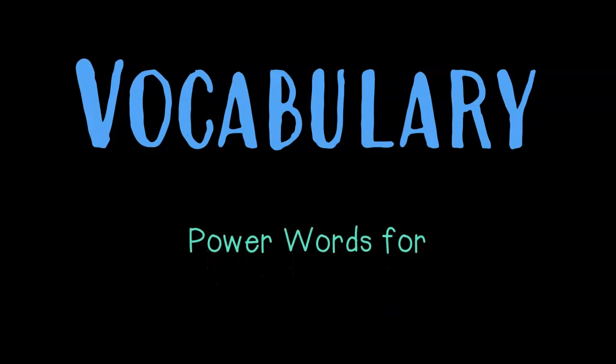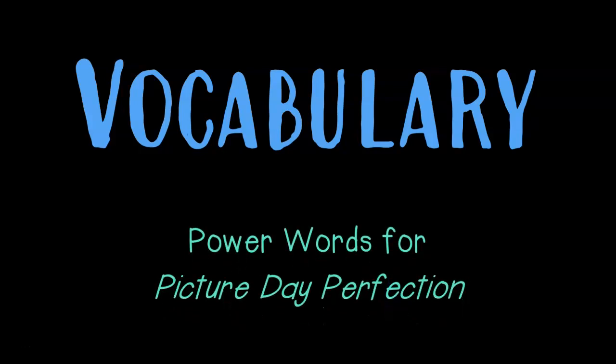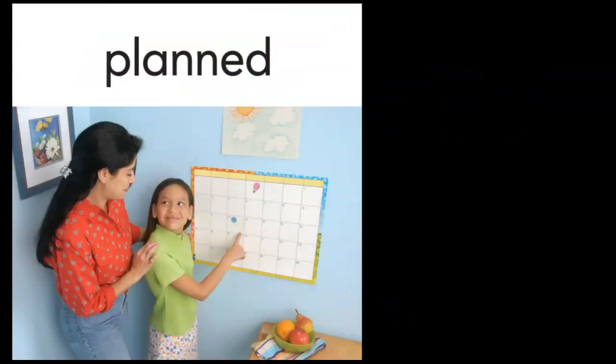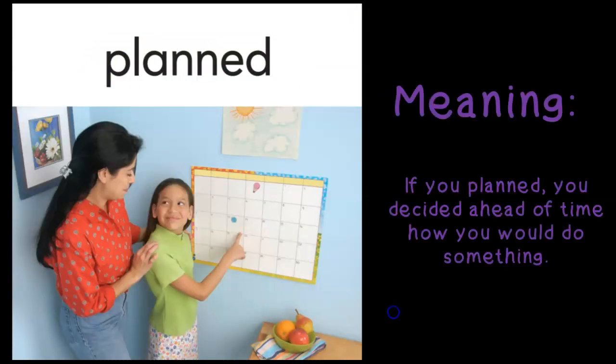All right, boys and girls, before I read you the story, Picture Day Perfection, I want to go quickly over the vocabulary words that are going to be showing up in the story. We learned some of these words yesterday, but I like to go over them again. You had the word planned, which means you decide ahead of time how you would like to do something. Teachers do a lot of planning with their lessons.